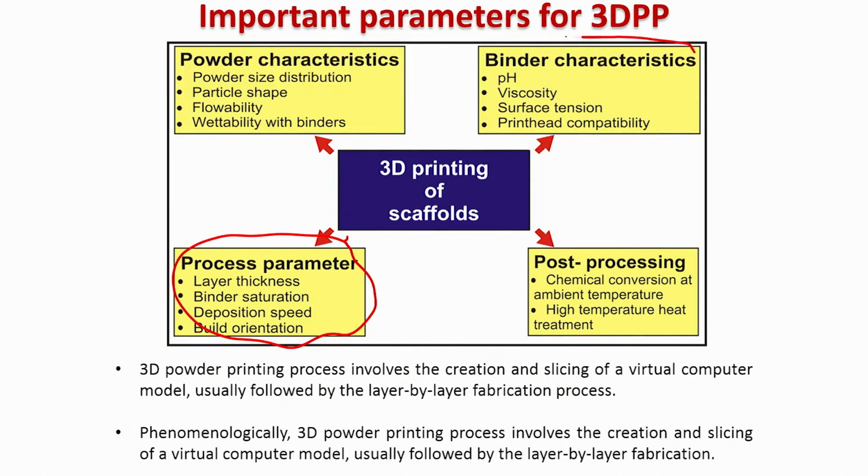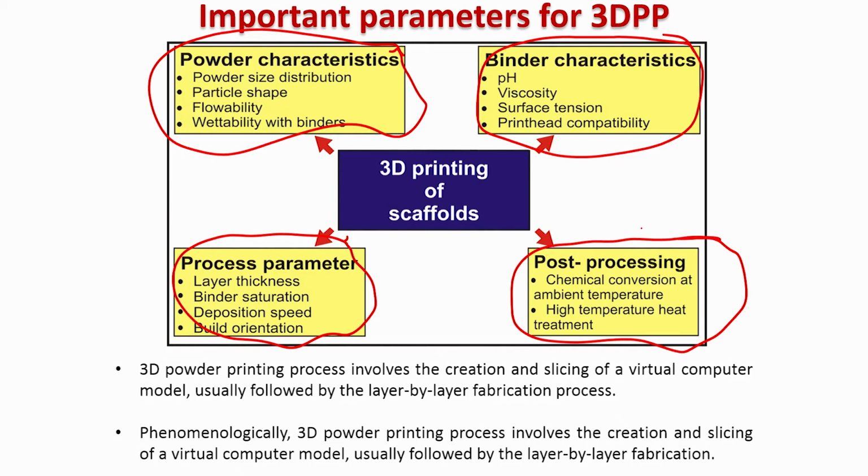And what are the binder characteristics? I have already mentioned. What are the powder characteristics? The powder size distribution, particle shape, flowability, wettability with binders, and the post processing, like chemical conversion at high ambient temperature and high temperature heat treatment, is equally important.